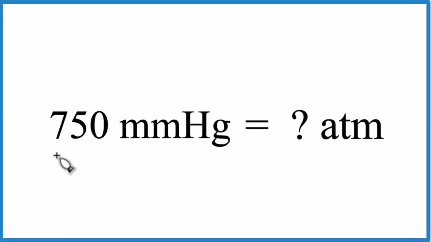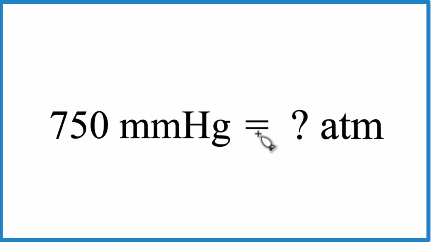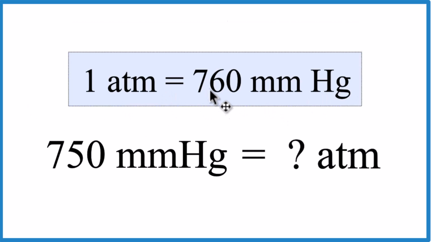So let's convert 750 millimeters of mercury to ATM. That's atmospheres. So to do this, what we need is a conversion factor. So you've either memorized, or if you're allowed, you've looked up 1 atmosphere that's equal to 760 millimeters of mercury. So now we can convert our 750 millimeters of mercury to atmospheres.